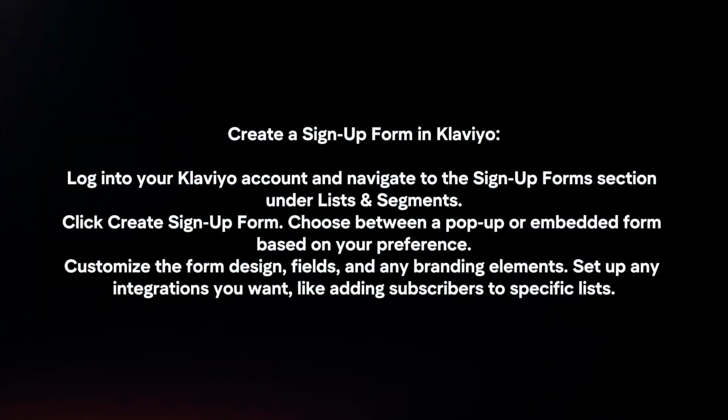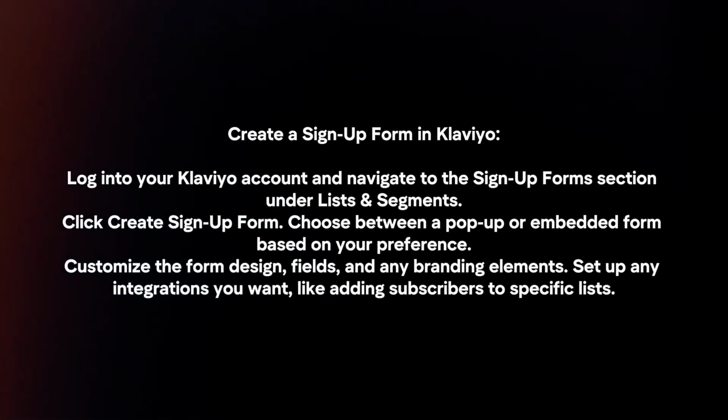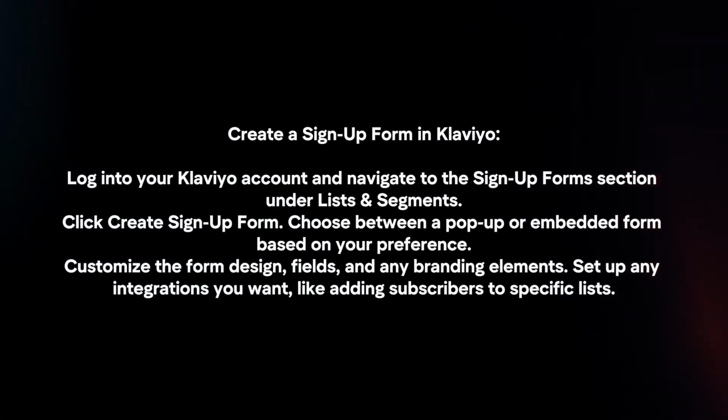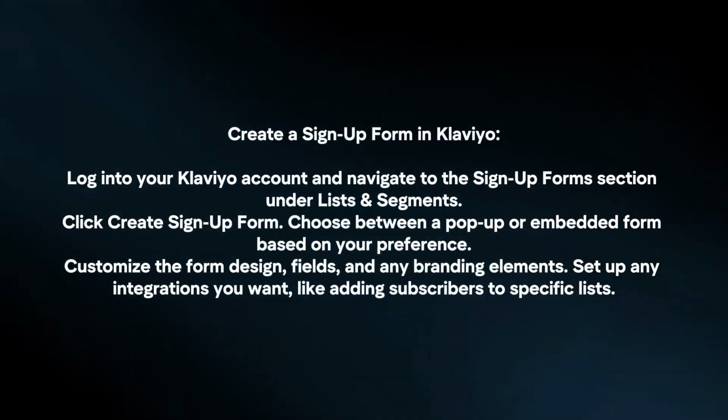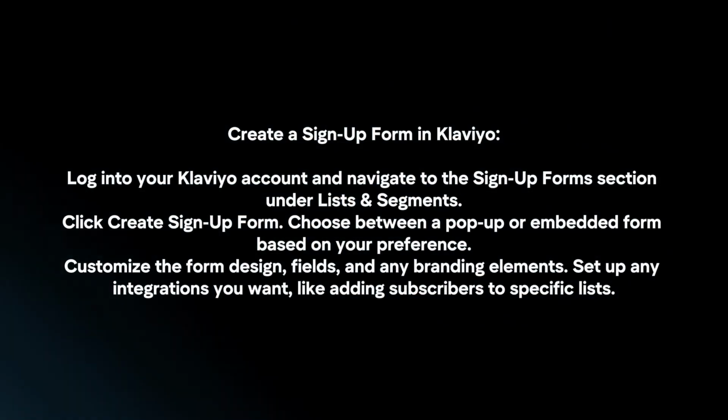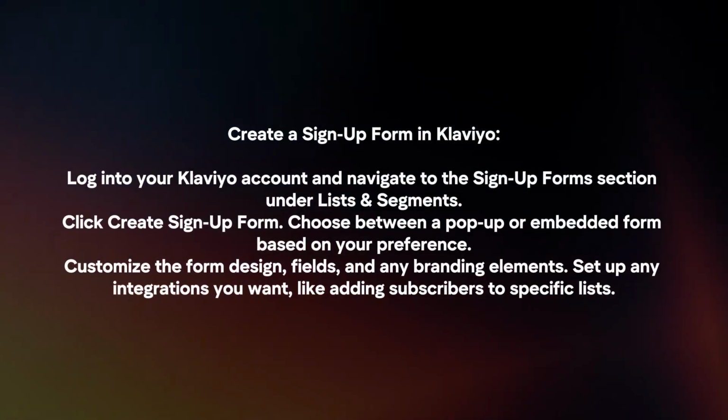Click Create Sign-up Form. Choose between a pop-up or embedded form based on your preference. Customize the form design, fields, and any branding elements. Set up any integrations you want, like adding subscribers to specific lists.